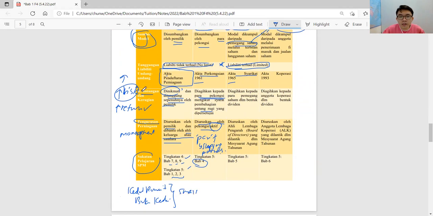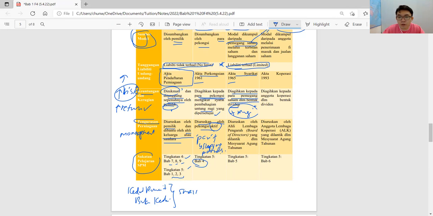And then this keuntungan akan diagihkan kepada para pemegang saham dalam bentuk dividen. So they will give this untung to these people. Normally they don't share the rugi. You see or not? They don't say rugi, but for this one, the rugi and keuntungan akan diagihkan kepada pemilik, and this as well, perkongsian. But this one, normally they don't have to pay if it is rugi.